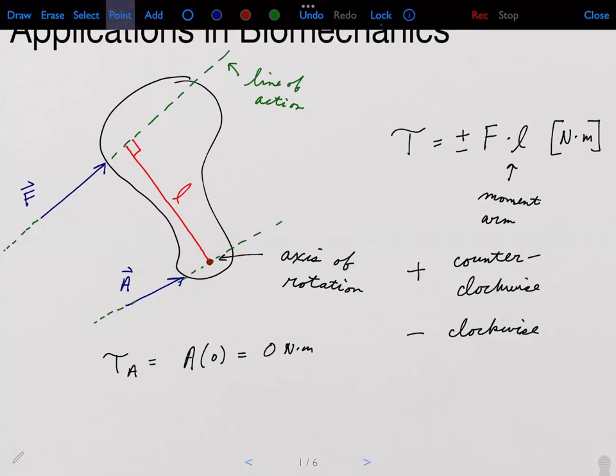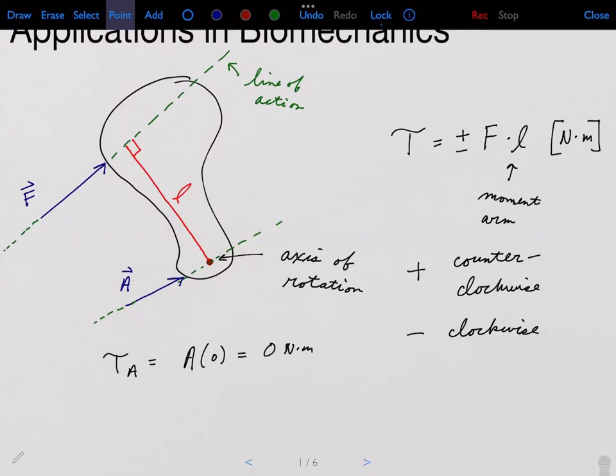So whenever you have a force where the line of action passes through the axis of rotation, however it's drawn, it could be like this, where it passes through the axis of rotation, it's not going to contribute a torque about that axis of rotation. So in this case, there's definitely a force there, A, but it doesn't contribute a torque about that point of rotation.